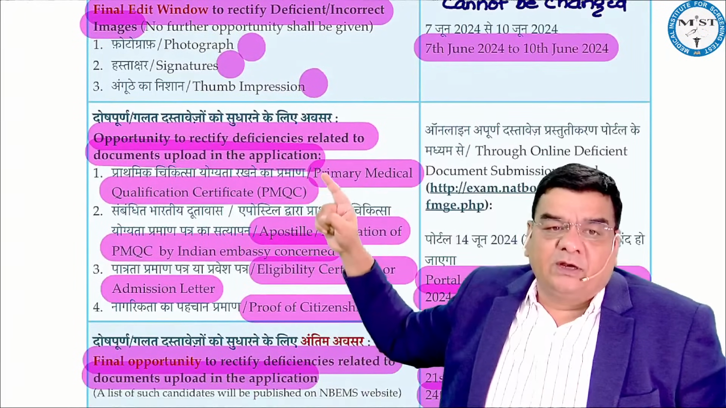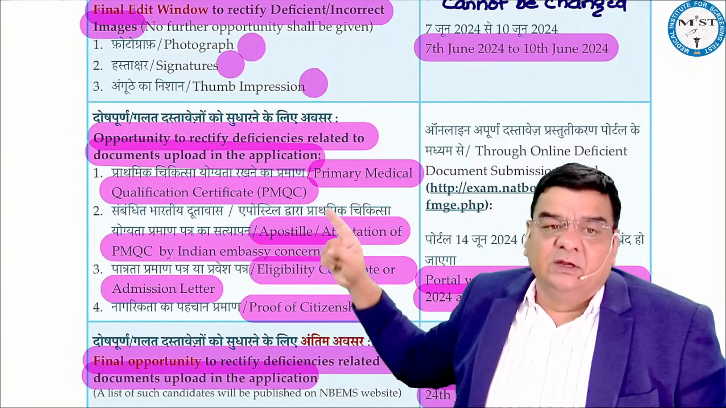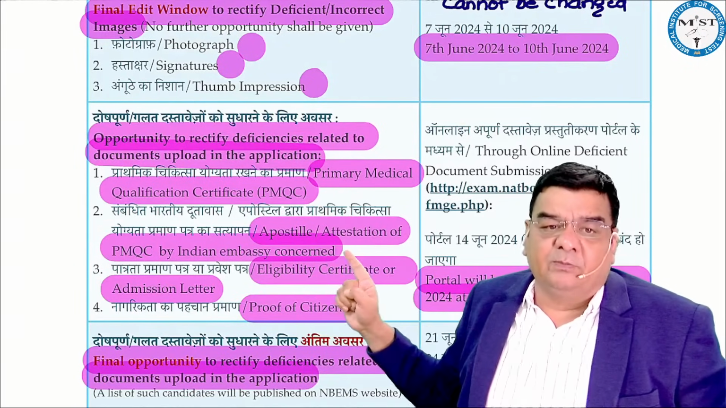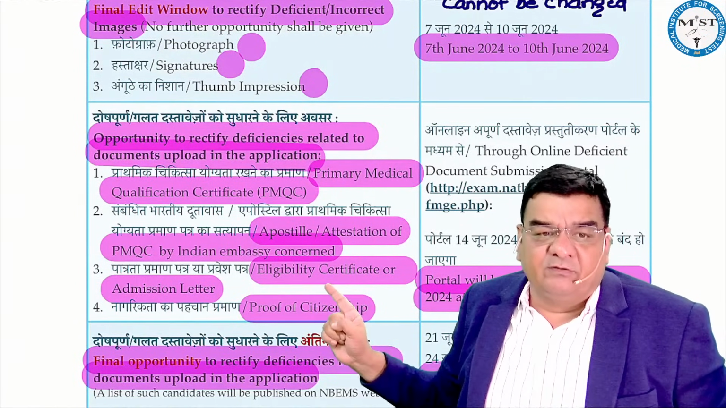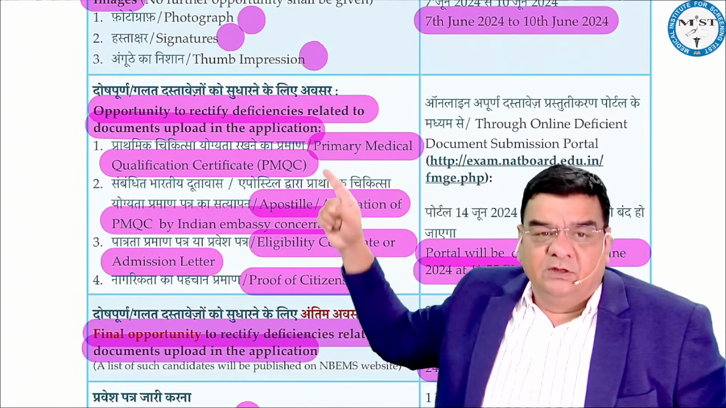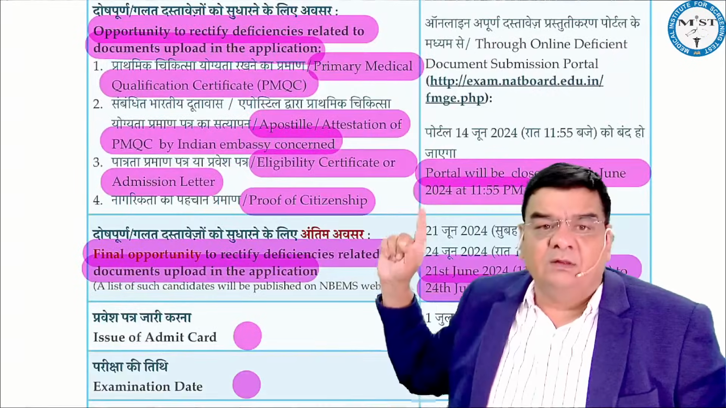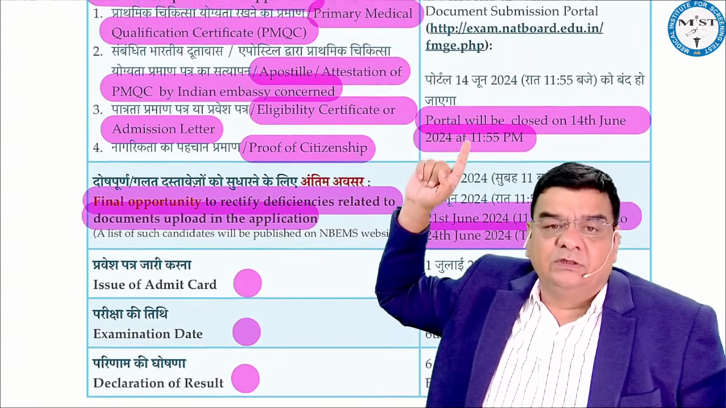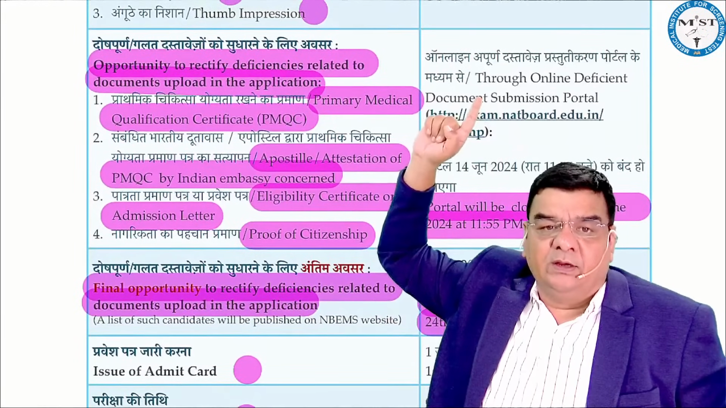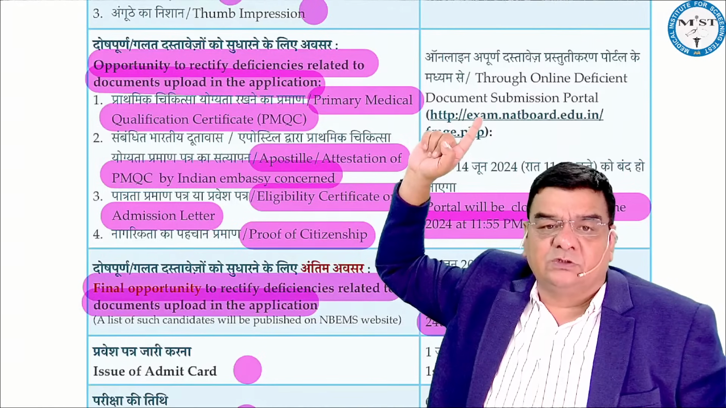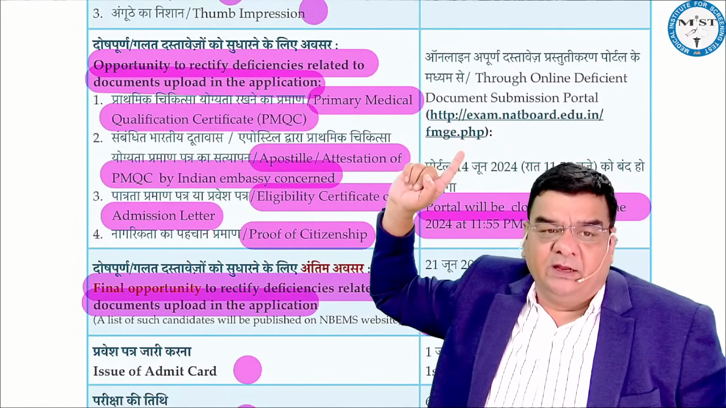Then there is an opportunity to rectify deficiencies related to documents uploaded in the application. Which documents? The primary medical qualification certificate, the apostilled attestation of the primary medical qualification certificate by the Indian Embassy, eligibility certificate or admission letter, and proof of citizenship. So if you have any corrections or you have failed to upload any of these documents, then this edit window will close on 14 June at 11:55 p.m., right? So you can submit these deficiencies through the online document submission portal by going to the NBE website.